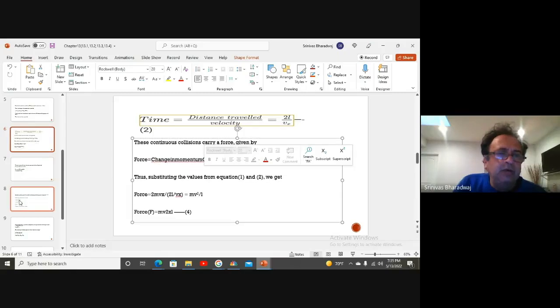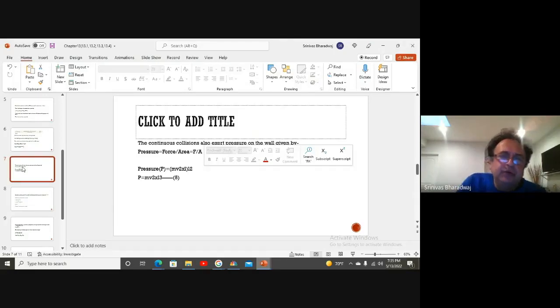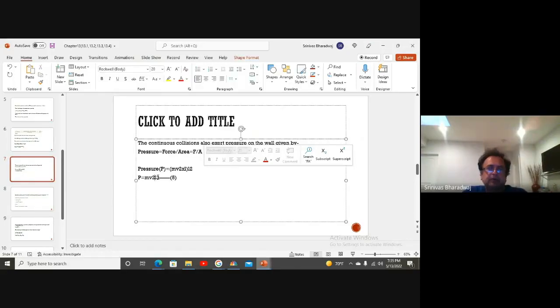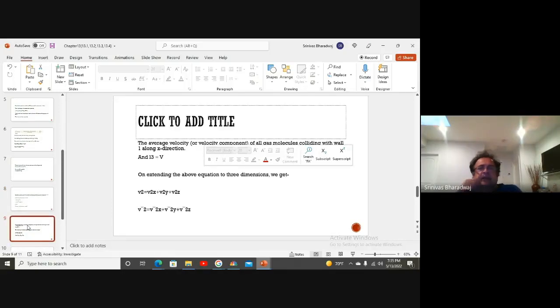Now you have three different dimensions. The pressure is force per unit area, divided by L square, right? So mv square over L cube will give you your pressure, force per unit area. You have three dimensions, therefore three different directions. So the pressure ends up becoming 3 times mv square over L cube. Okay, and therefore you have vx square plus vy square plus vz square equals v square.